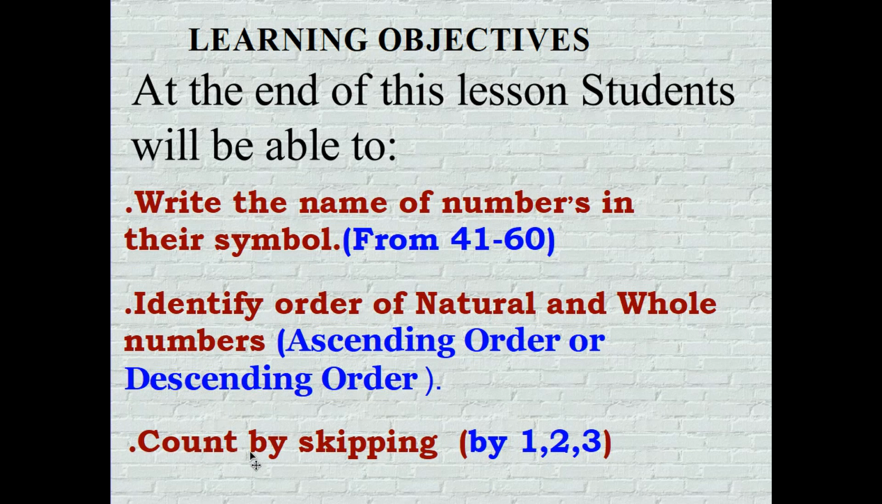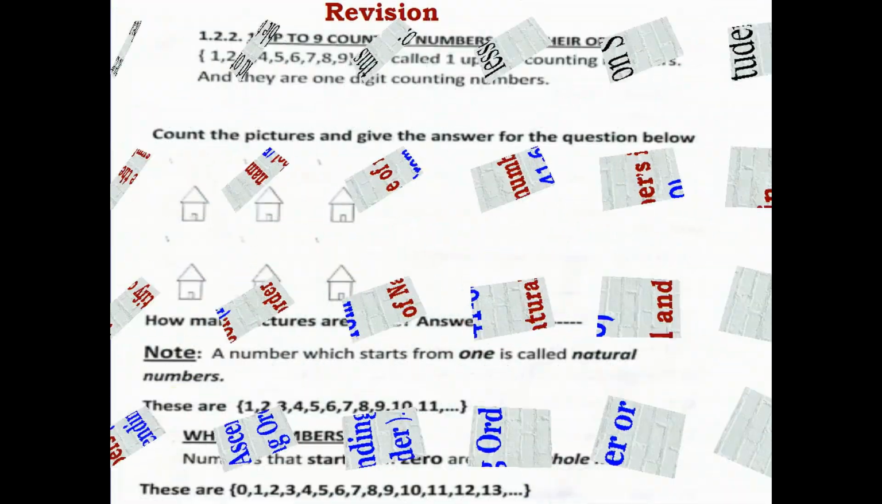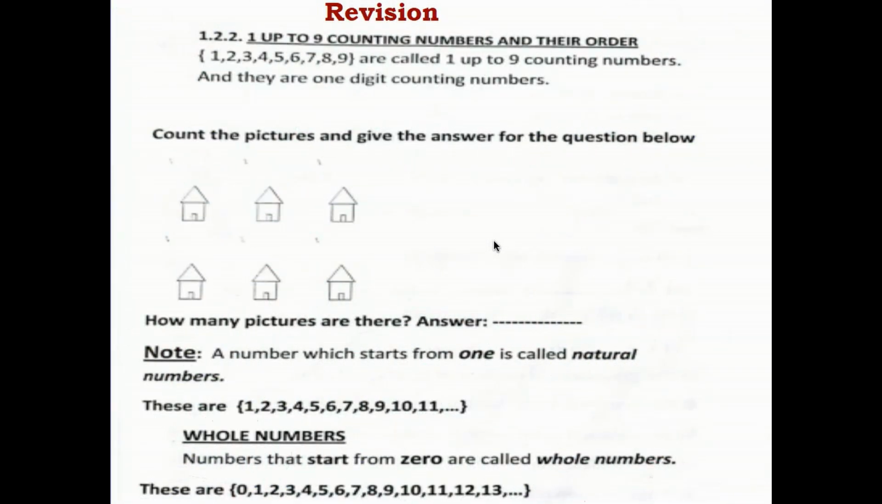And also you count by skipping. We'll see this also, how you count by skipping: by 1, by 2, by 3. Skip counting can be by 1, it can be by 2, it can be 3. So before we start, let's see what we have seen last time.